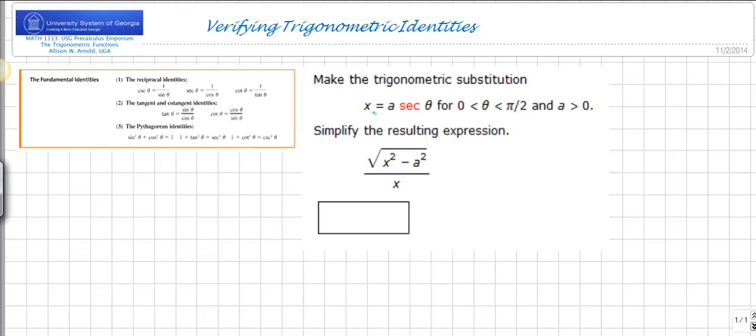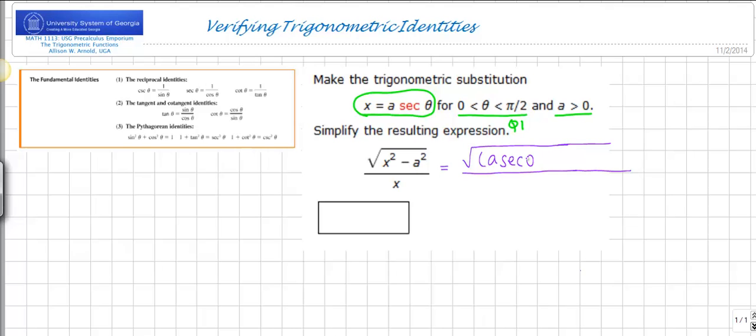You're given that the value of x is the same as a times the secant of theta. Theta is in quadrant 1, and the value of a is considered to be positive. Okay, we're going to start with the expression the square root of x squared minus a squared divided by x, and make the substitution for x and see what happens. And as I've commented in the last couple of videos, I'm just going to follow my own route here and see what we can discover.